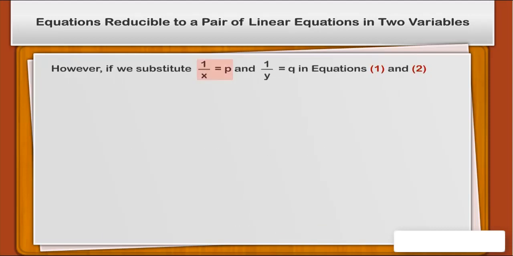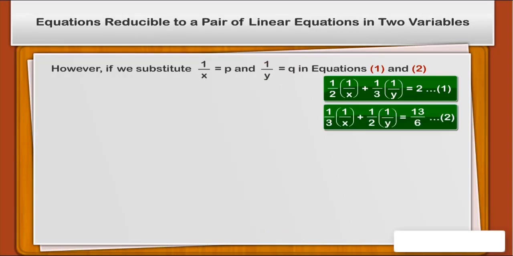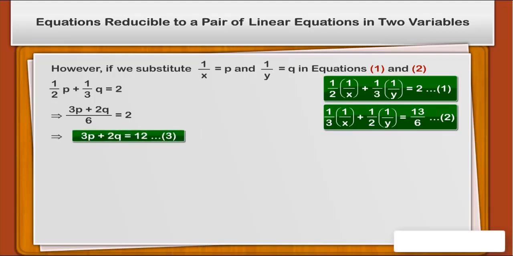However, if we substitute 1 upon x equal to p and 1 upon y equal to q in equations 1 and 2, we get 1 upon 2 into p plus 1 upon 3 into q is equal to 2. After taking LCM of denominators, we get (3p plus 2q) upon 6 is equal to 2, which implies 3p plus 2q is equal to 12. This is now equation 3.